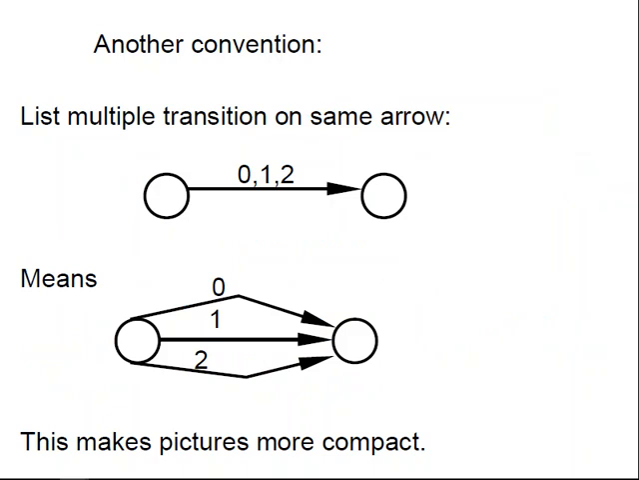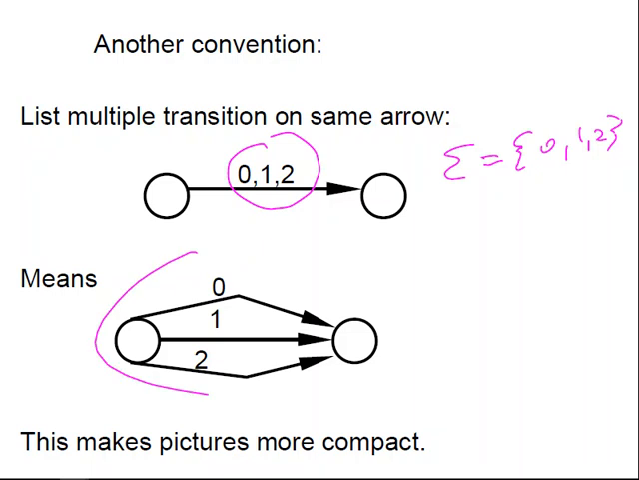We're going to have other conventions. We're going to list multiple transitions on the same arrow. So for example, if you have an alphabet sigma of 0, 1, and 2, I can write one arrow with label 0, 1, 2, which means you follow this transition if you read a 0 or a 1 or a 2. And this just corresponds to having 3 arrows, one for each symbol. And again, this is going to make pictures more compact.